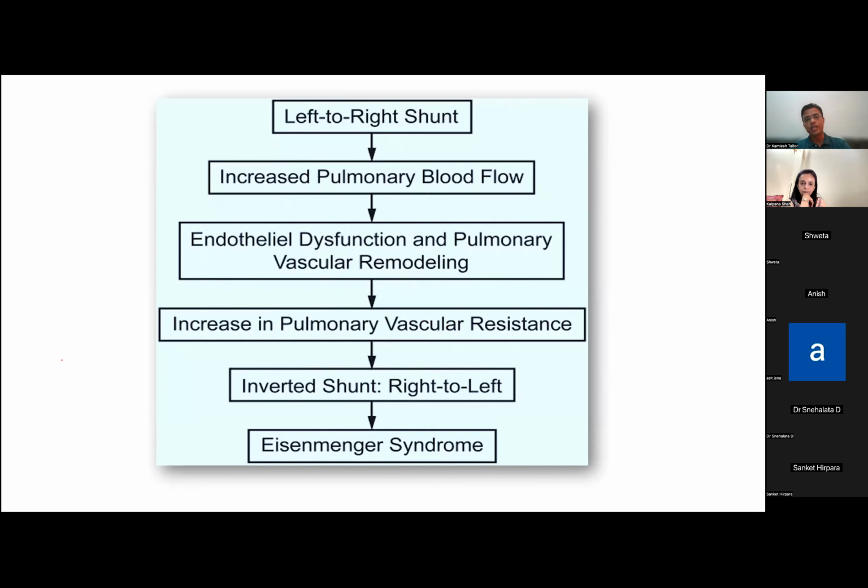This is what we already described: left to right shunt to start with, but because of higher RA, RV and pulmonary blood flow, there will be endothelial dysfunction and pulmonary vascular remodeling. During adulthood, especially because of increased pulmonary vascular resistance, there will be reversal of shunt from right to left, and that is called Eisenmenger syndrome.